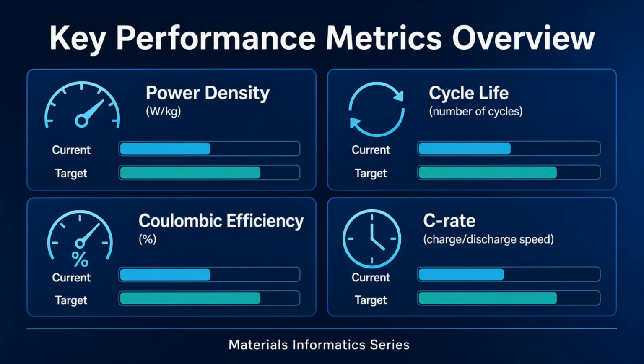Beyond energy density, several other metrics matter. Power density measures how quickly energy can be delivered, critical for applications like EVs needing rapid acceleration. Cycle life counts how many charge-discharge cycles until capacity drops to 80%. Coulombic efficiency measures the ratio of discharge to charge capacity, ideally 100%. C rate indicates charging speed, where 1C means full charge in 1 hour.